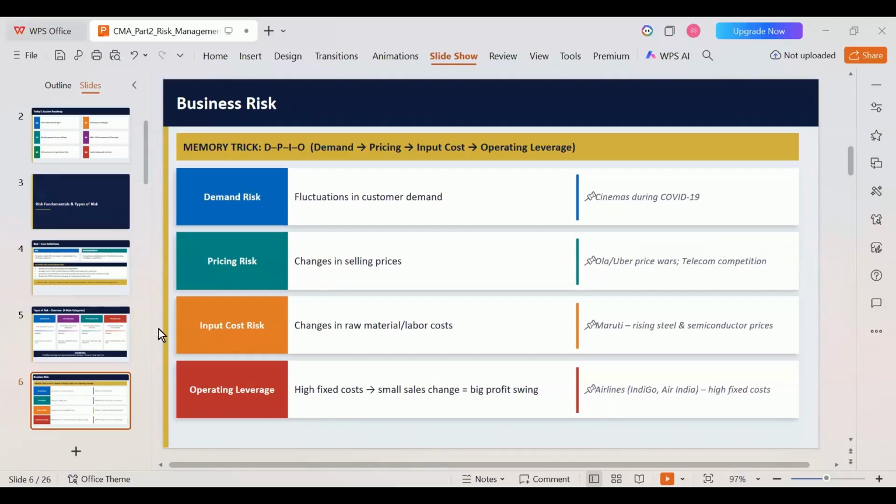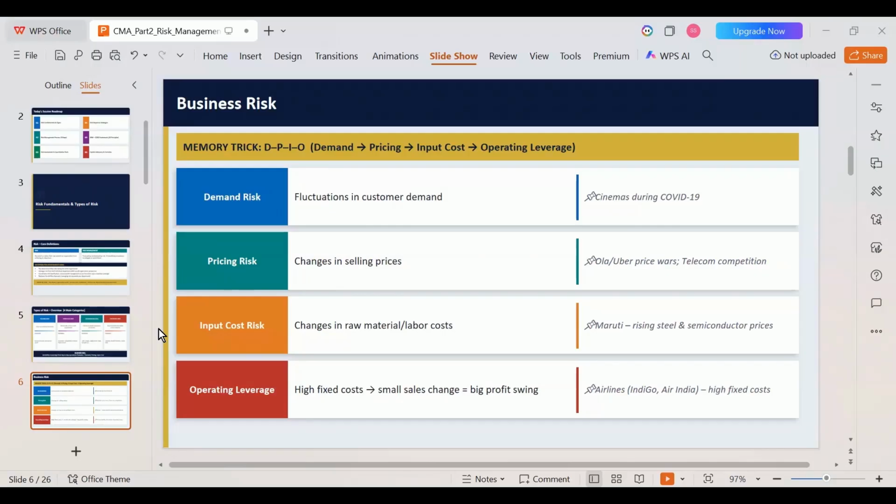Then comes input cost risk. Input cost risk is involved with raw material costs. Suddenly, if the price of raw materials rises, then it is subject to input cost risk. Cost is increasing, but we will not be able to increase our selling prices. Obviously, profits will come down.